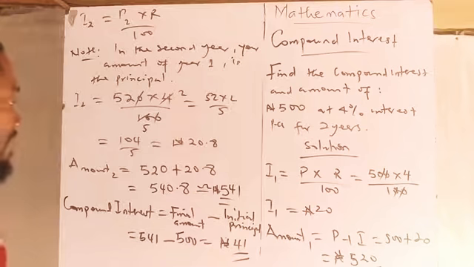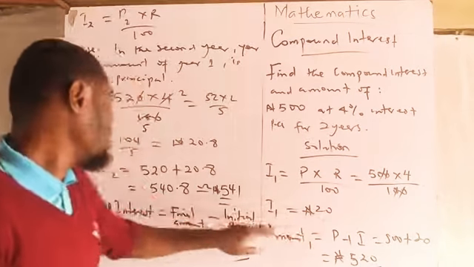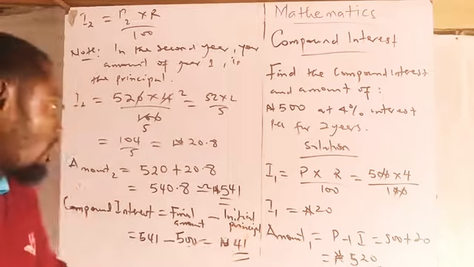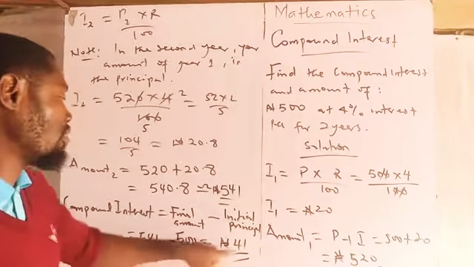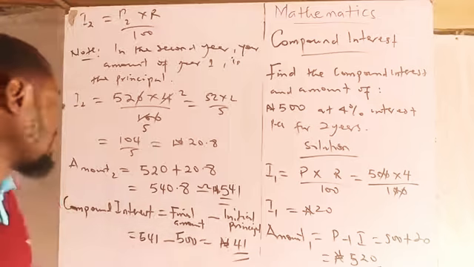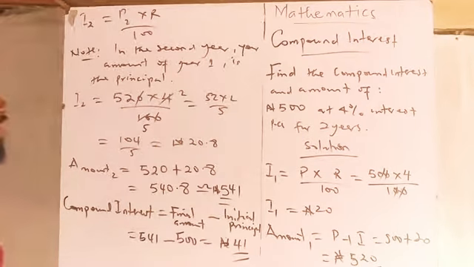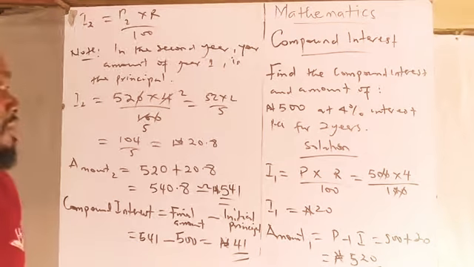You can see it. The first interest was 20, the second interest was 20.8. If you add the two, you have 40.8, which is approximately 41. So our compound interest is 41 and our amount is 541. So carefully go through this and ensure you get the best out of it. Thank you.